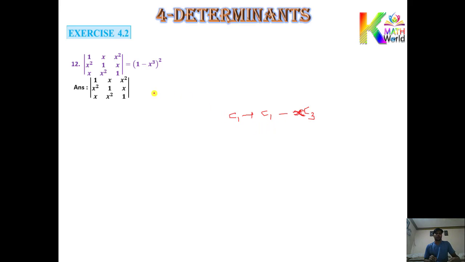By performing that operation, or another way, you can perform a row operation also. Here x square is there. So if you multiply the second row by minus x and add into this one, then you got 1 minus x cube also. So it depends on you whether you want to perform a row operation or a column operation. Suppose you perform the column operation, it means the last column is being multiplied by minus x. So minus x into x square, you got minus x cube. That minus x cube added here, so you got 1 minus x cube.